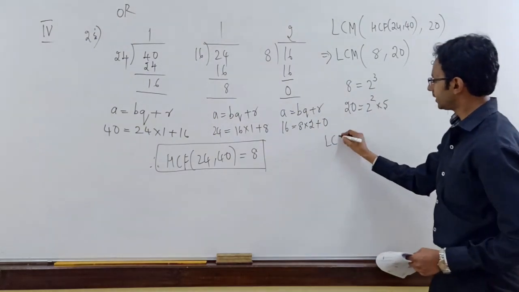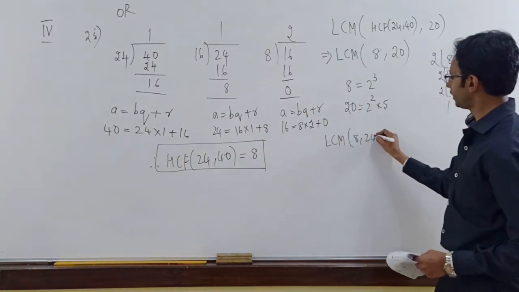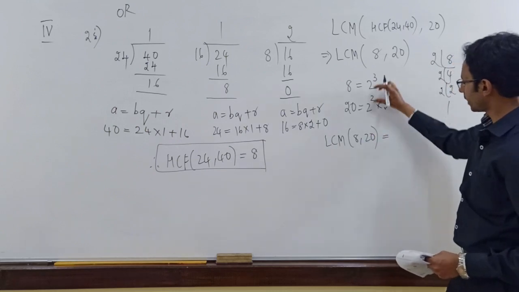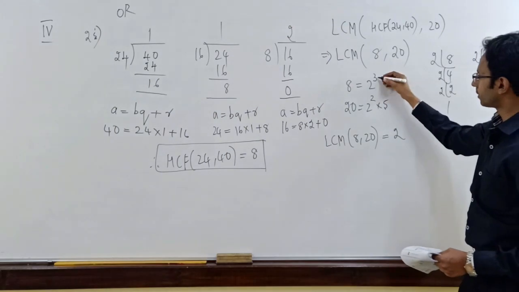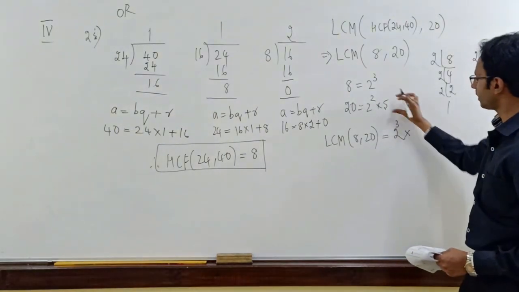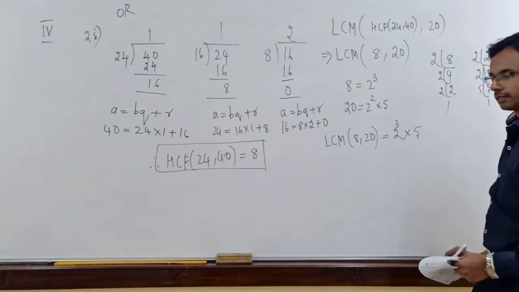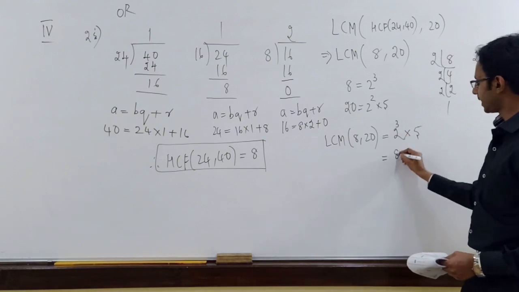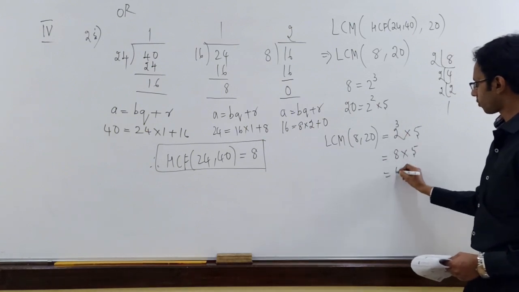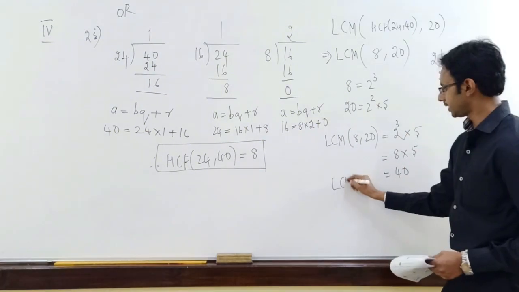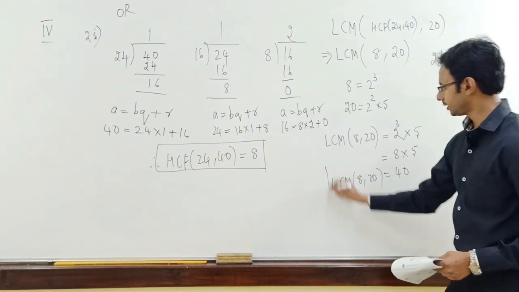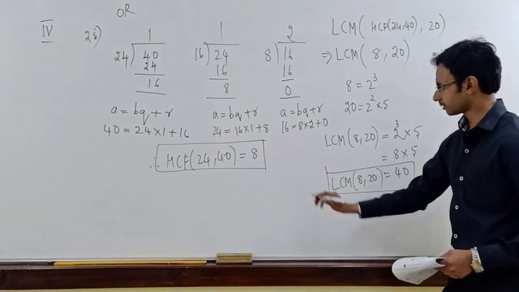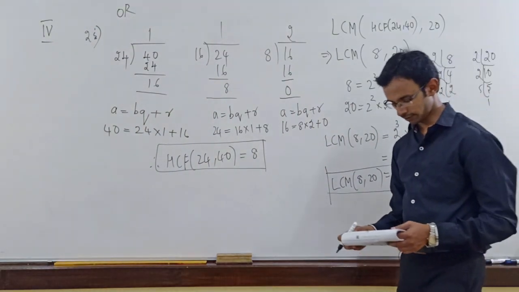So if you want to find the LCM of 8 and 20, the rule says first you take down the common factors, which is 2, and the highest power. Here the highest power is 3. Then the remaining factor is 5. So if you take 2 cube as 8, 8 fives are 40. So this will be the LCM of HCF of 24 and 40, and 20. So this will give you 1.5 marks. So by this way 3 marks in this 25th problem.